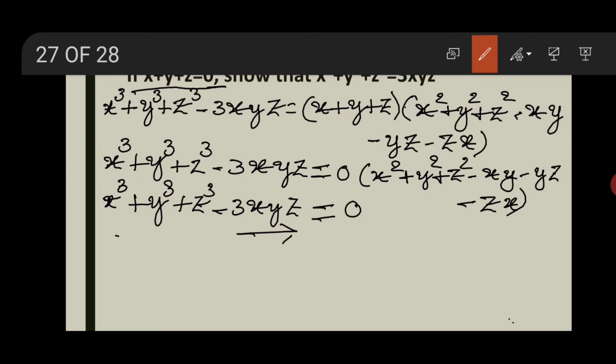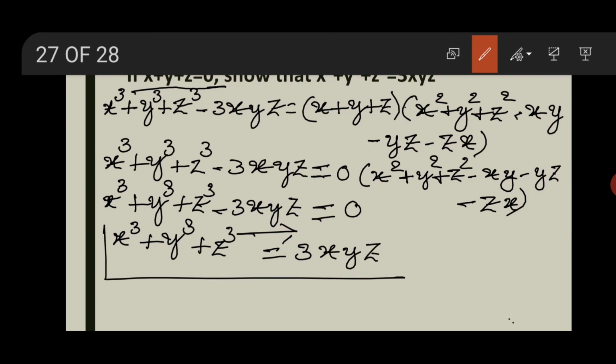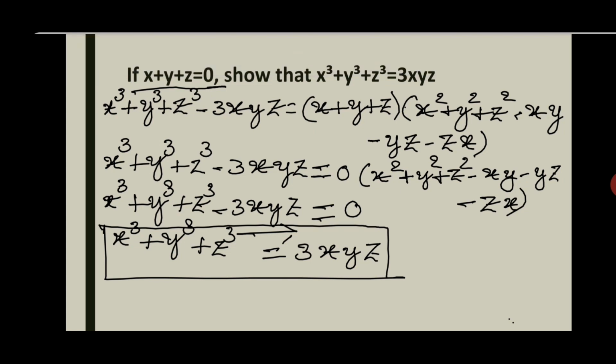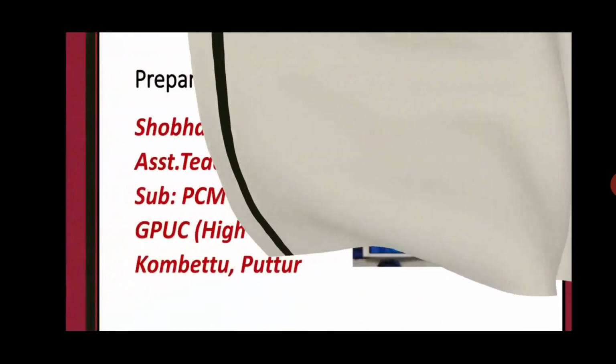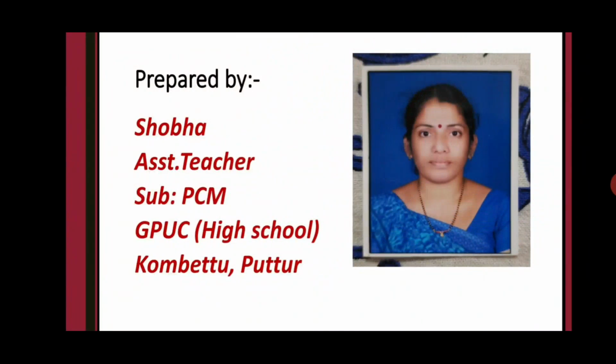Now carry minus 3xyz to right hand side, then you will get x cube plus y cube plus z cube is equal to 3xyz. In this way we can prove if x plus y plus z is equal to 0, then x cube plus y cube plus z cube is equal to 3xyz. Right? Did you get this? Okay.